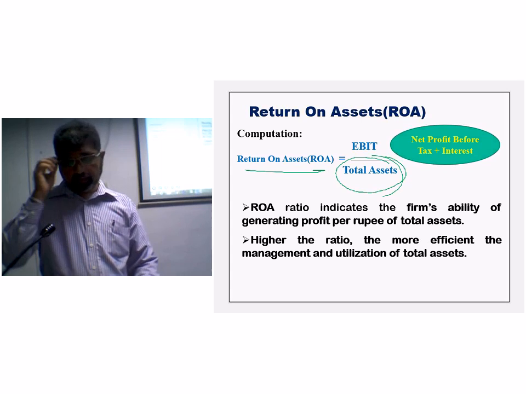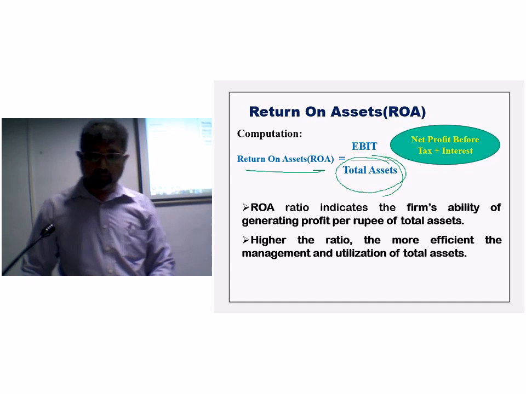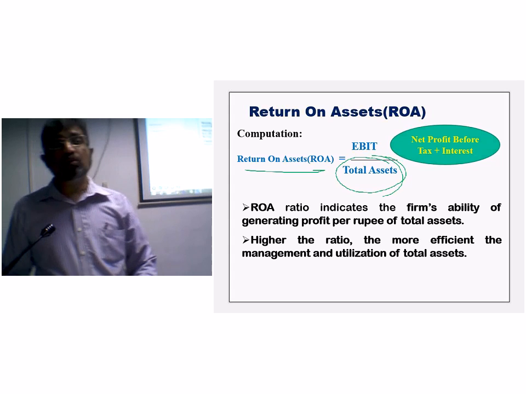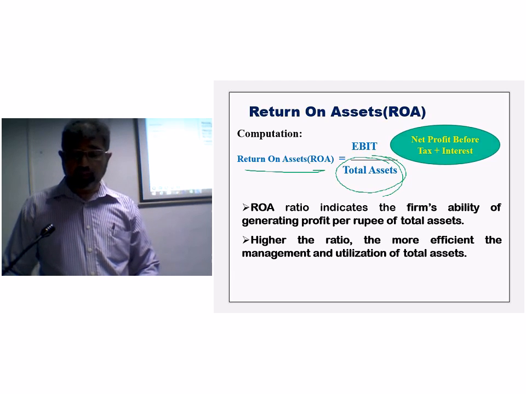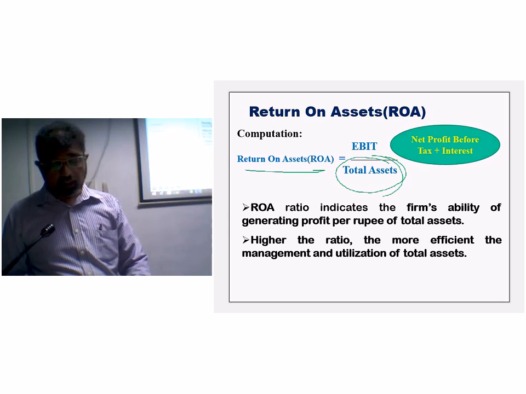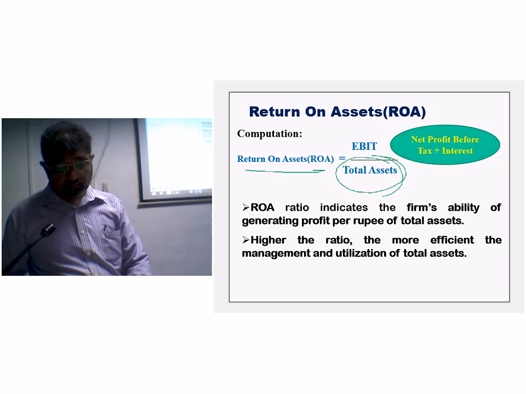Next one is return on net assets. Return on net assets or capital employed. Here we are going to measure the relationship between EBIT and net assets or capital employed. The main objective of this ratio is to find out how efficiently the long-term funds supplied by the shareholders and long-term creditors have been utilized or used, right? Then this ratio we can calculate as EBIT divided by capital employed.